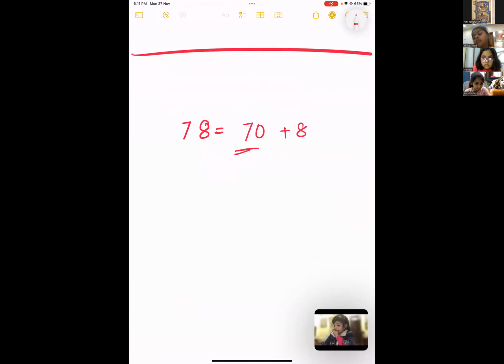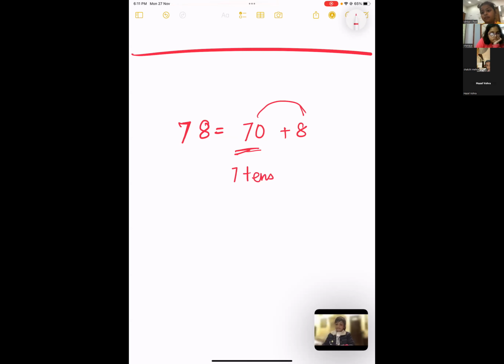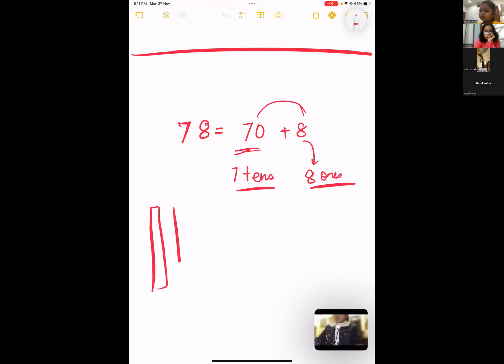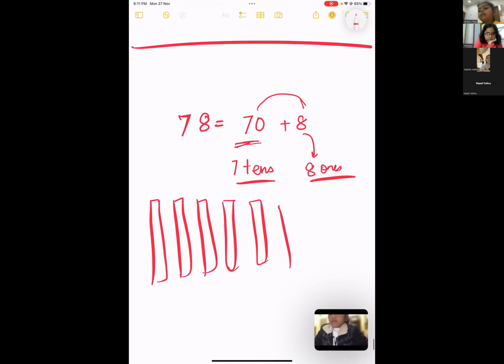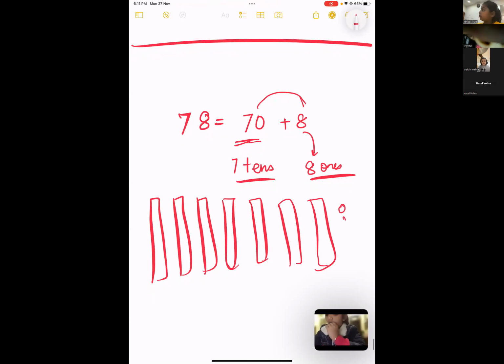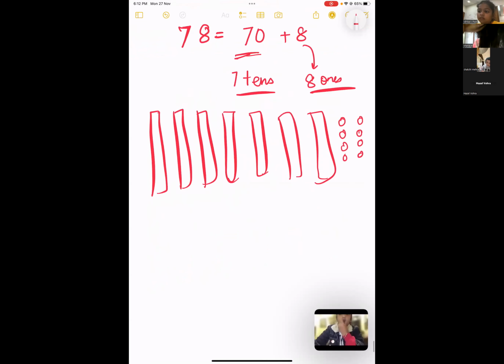Are you able to hear me, everyone? Okay. So when I'm working on a two-digit number and I have to express it in expanded form, I'm writing it as 70 plus 8. Now, 70 can also be written as 7 tens, and 8 can be written as 8 ones, because we need 7 rods, and these rods are all equal to tens, right? So how many ten rods do we have here? 7. And how many ones do we have? 8. So this is 78. Okay?